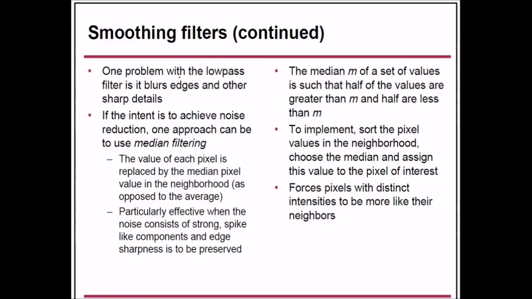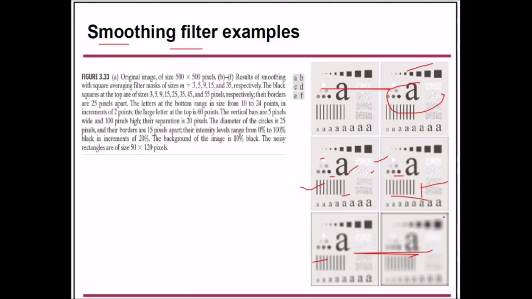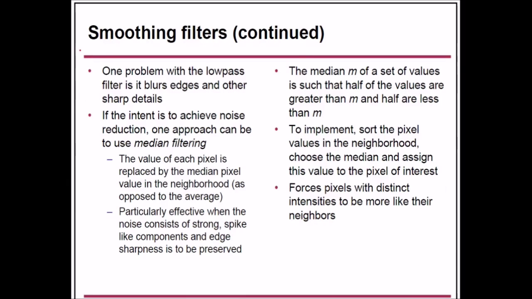One problem with the low pass filter is that it blurs edges and other sharp details. You see these blurring effects, especially on the edges. So if the intent is to achieve noise reduction, one approach is to use median filtering. If you want to do just noise reduction, you can use median filtering. The value of each pixel is replaced by the median pixel value of the neighborhood as opposed to the average. You don't have to compute the average. You can just compute the median.